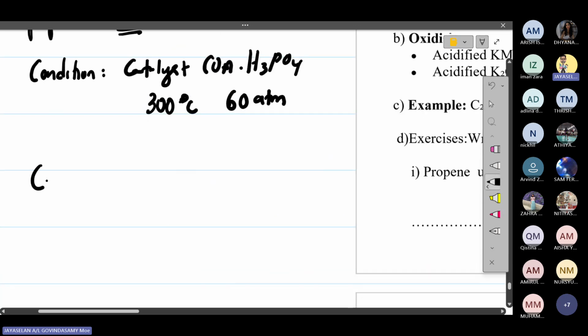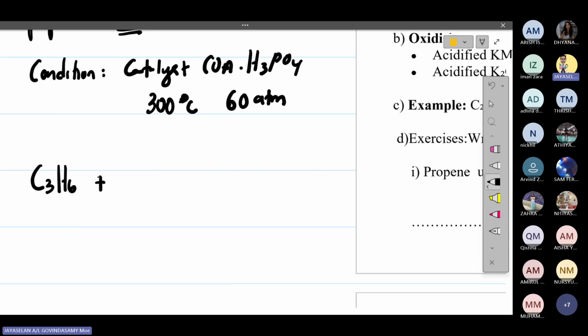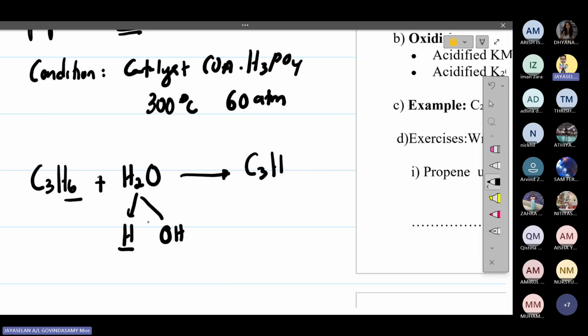I don't know how to do. C3H6 reacted with steam. What product will you get? So break H, break OH. C3H will be 6 plus 1, 7. Then take the OH, put behind, settle. What is the name of this alcohol? N3, right? N3 we call what? Propanol. Any question?